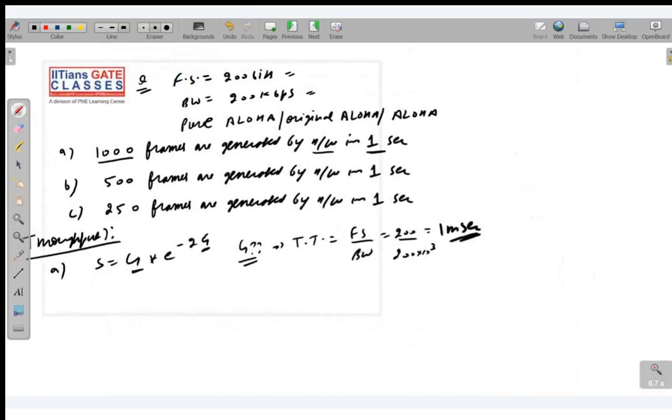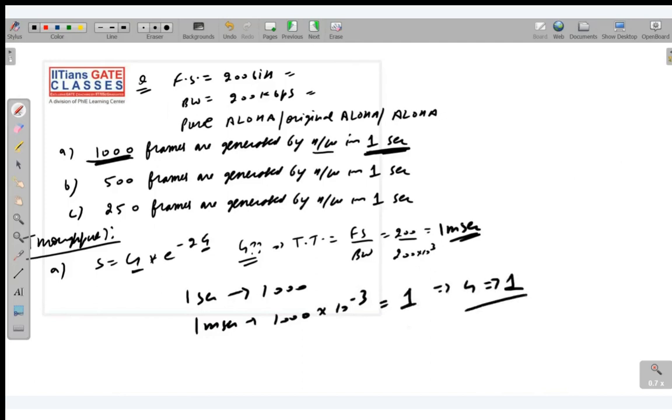Now what they are saying is, in 1 second 1000 frames are generated. In 1 millisecond, how many frames will be generated? Only one. So in 1 millisecond, 1000 into 10 to the power minus 3, since 1 millisecond is 10 to the power minus 3. So it comes out to be 1. So indirectly this means G is equal to 1. Now game is over.